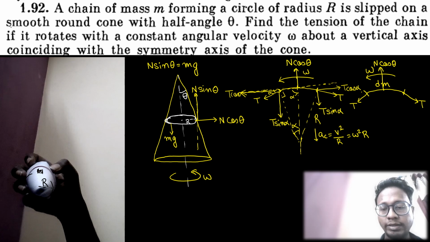can I say 2T sine alpha, that means T sine alpha plus T sine alpha, minus N cos theta, is equal to how much? M into a, or dm into acceleration, where acceleration is equal to omega square r.